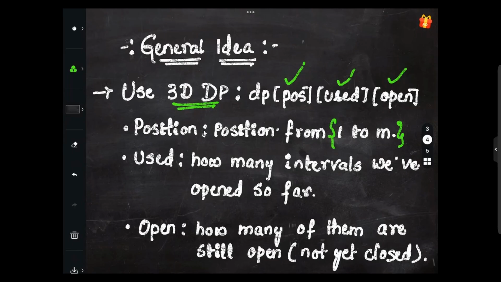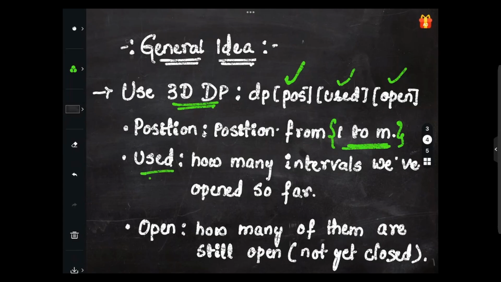The output has to be 1 at any cost. One interval exists at any cost, right? So here Sereja wants to write n non-nested intervals in the range 1 to m. So this position is nothing but position starts from 1 to m, right?